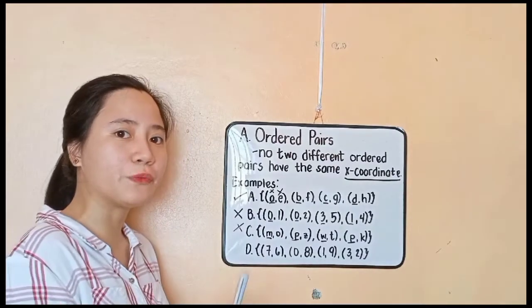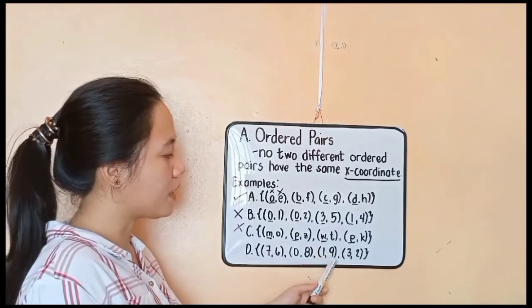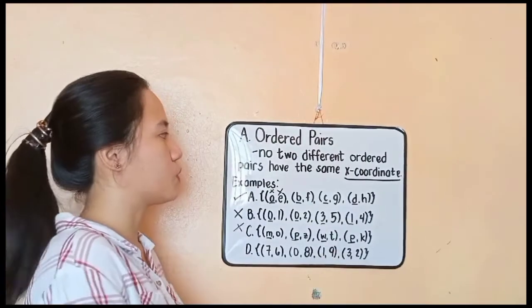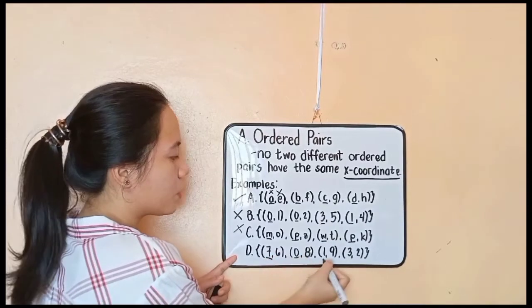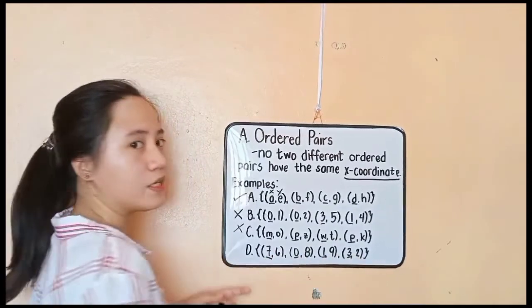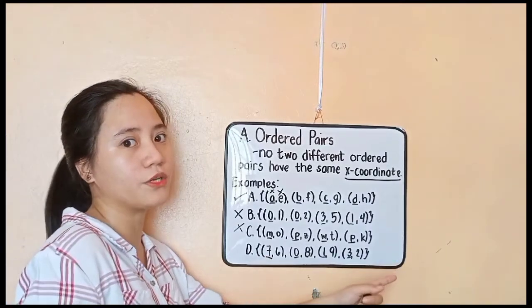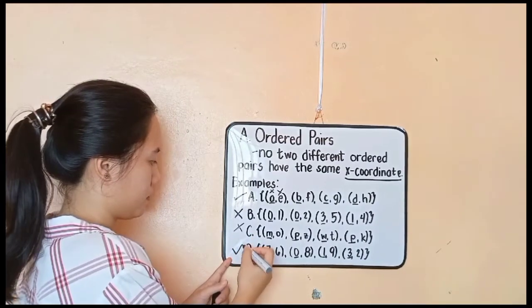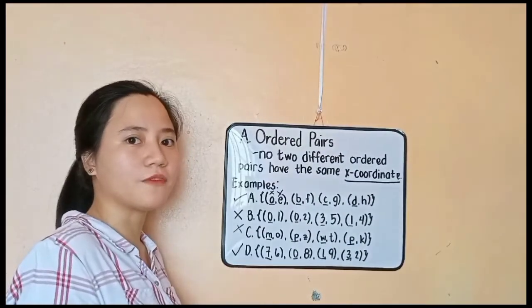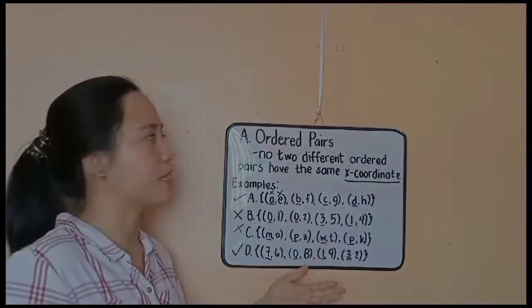In relation D, we have the ordered pairs (7, 6), (0, 8), (1, 9), and (3, 2). So our x coordinates are 7, 0, 1, and 3. As we can see, we don't have the same x coordinate in any ordered pairs. So this relation D is a function. And that's how we can identify if the given relation or ordered pairs is a function or not.